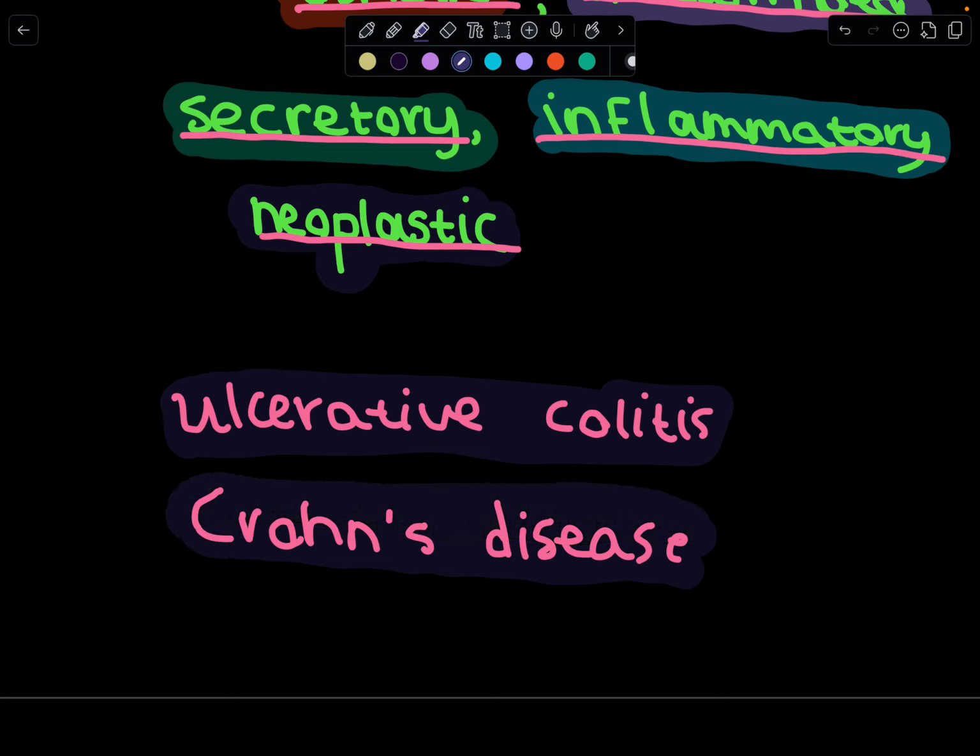Tell me more about their differences. So ulcerative colitis is only the colon. Crohn's is any part of the GI tract. But how does the name give this away?